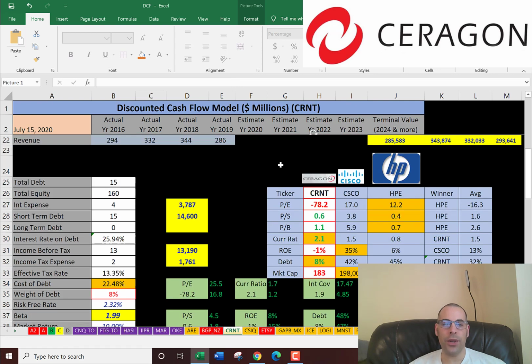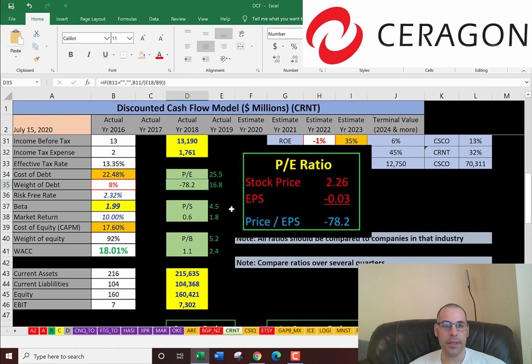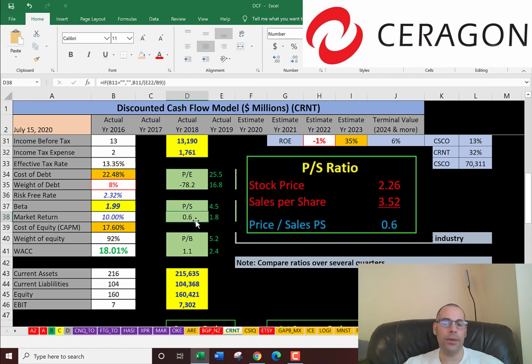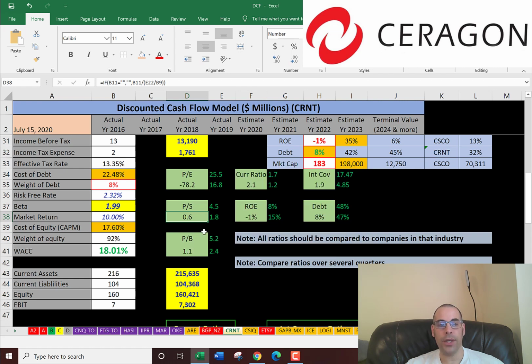Let's look at the financial ratios. They have a negative PE because they have negative earnings. Earnings are your net income. They have a good price to sales ratio of 0.6. That's price of stock over sales per share. I like to see under 2.5 for this ratio. They also have a good price to book. That's price of stock over book value per share. I like to see under 3.5 for this ratio.